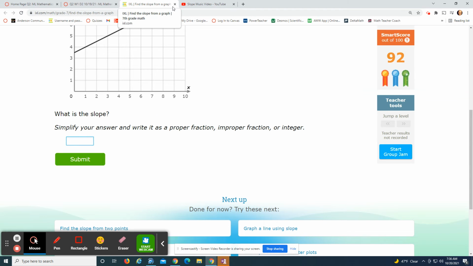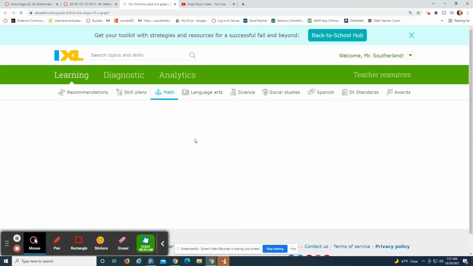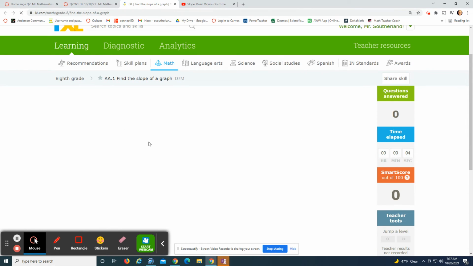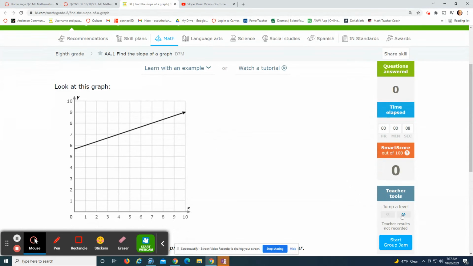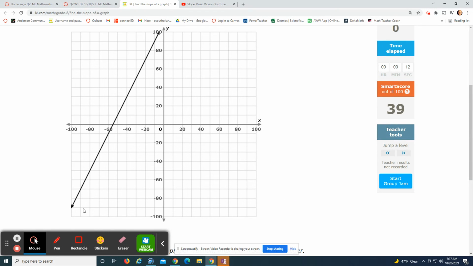When you finish this one, you're going to go back to this page and you're going to do IXL 8th grade AA1. It's the exact same thing. The only difference is before we were just working with one quadrant. With this one, you're going to go to working with more than one quadrant as you get to a higher level. See how there's more than all the graphs there?